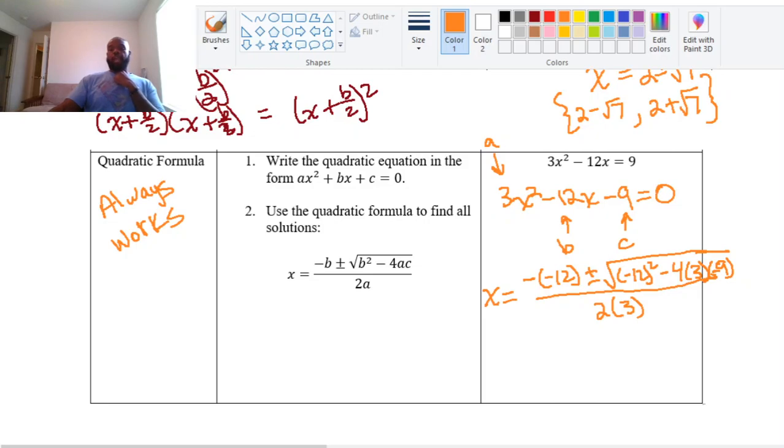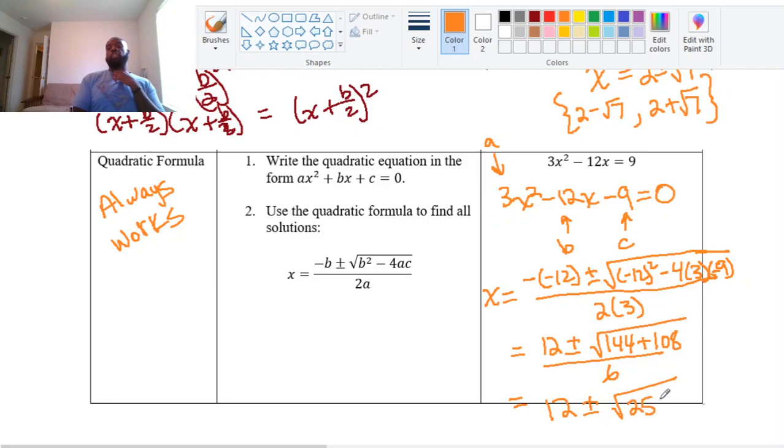And so what we're going to do now is simplify everything. And so I have a 12 plus or minus the square root of 144. 12 times 9 is 108, and that's a negative 9, so that'll be a negative 108. So I'm subtracting a negative 108. That's the same thing as adding 108. So I get 12 plus or minus the square root of, if I add those values together, 252.